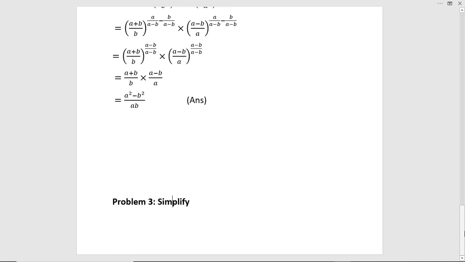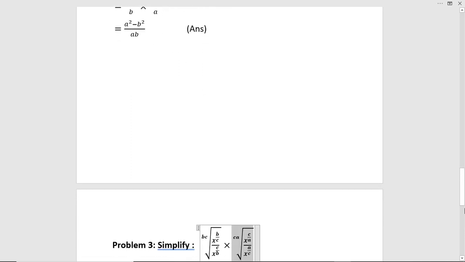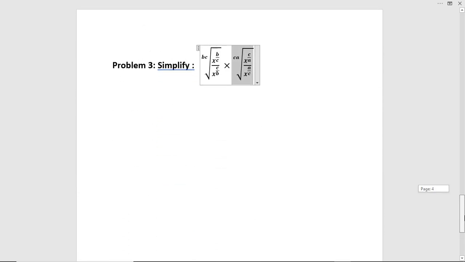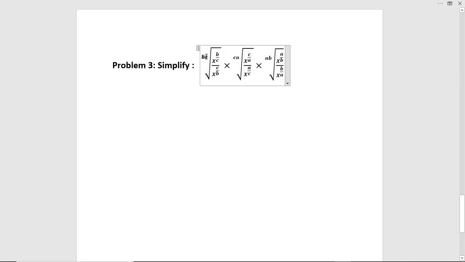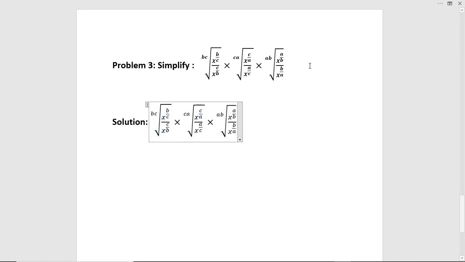As problem 3, I will write: simplify the expression. So what we have got here is the bcth root, where bc is a number, like if bc is 3, then the cube root of this expression, the cath root of this expression, and the abth root of this expression. So we have to simplify this. So how to simplify? Solution: write down the expression.